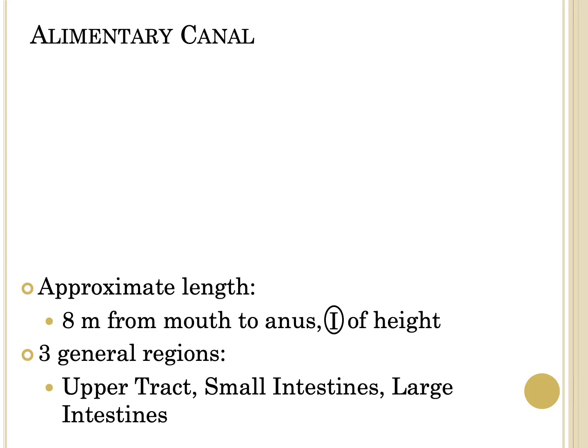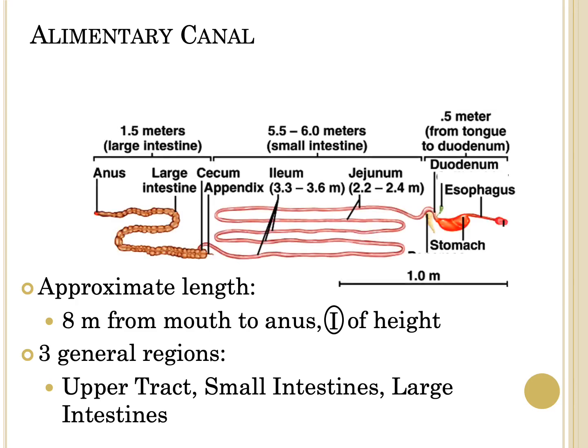We break it up into three parts. The three parts we'll reference as being the upper, the small intestinal tract, and then the large intestinal tract. So the upper tract is from the esophagus through the stomach. That's about a half meter in terms of the total distance that we have. We then have the small intestinal tract, which is made up of the three segments of the small intestine, which include the duodenum, the jejunum, and the ileum. That's going to be the bulk of this length of system.